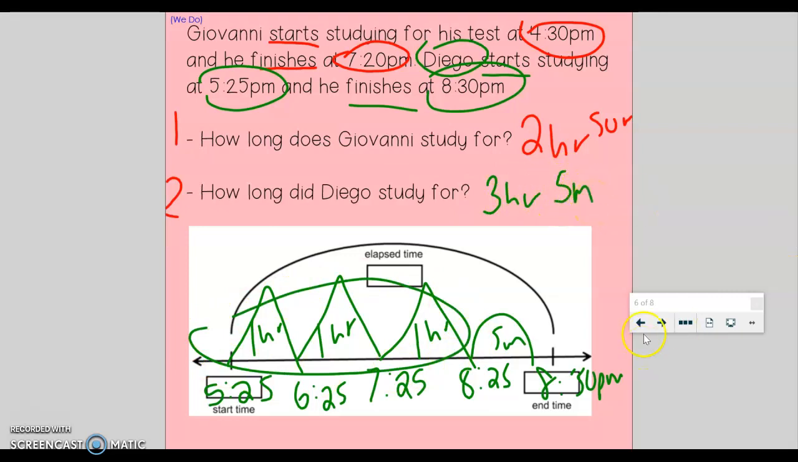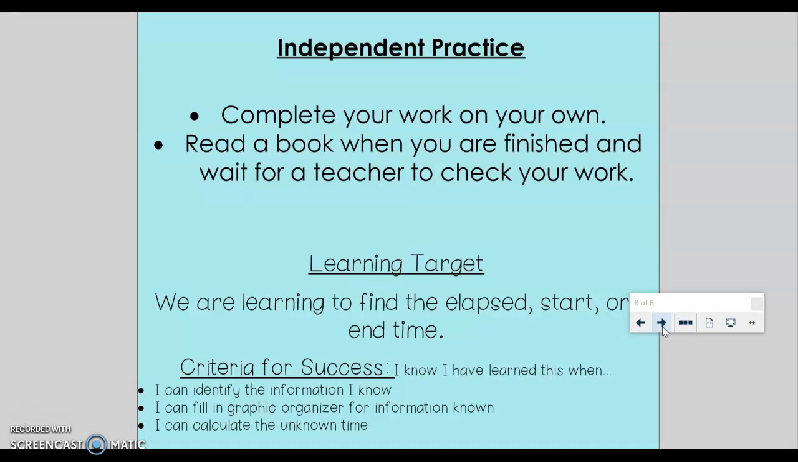All right, my friends. It's time for you to practice. So you have this graphic organizer. You're going to practice in a class kick. Use the graphic organizer, fill in the information you know, and then you have to find out the one piece of information that is unknown. Remember to use your mountains and your hills to show minutes. You got this. Good luck.